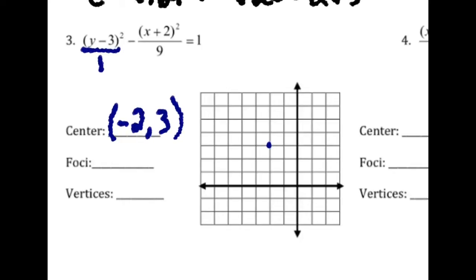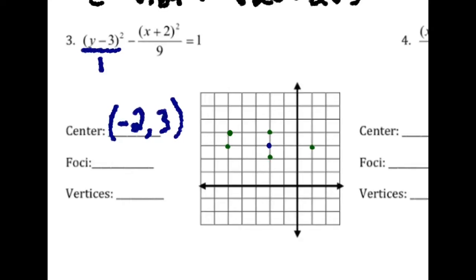Now we go with the square roots, and again, underneath the y is the 1, so that's going to be a stretch up and down 1 with my y. Okay, so I'm going up 1, down 1 like that. Under the x is a 9, so the square root of that is 3. 1, 2, 3 to the right, 1, 2, 3 to the left. All right, so there's the points that are going to outline our box.